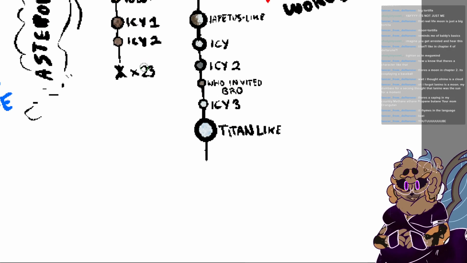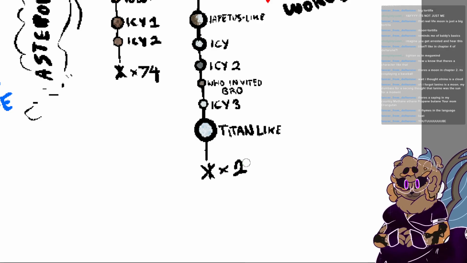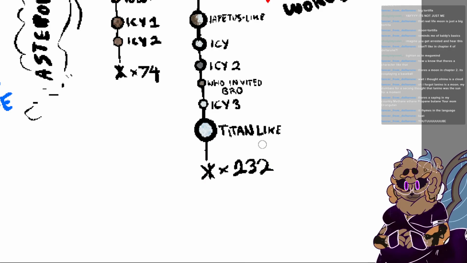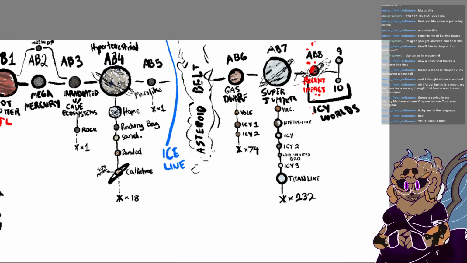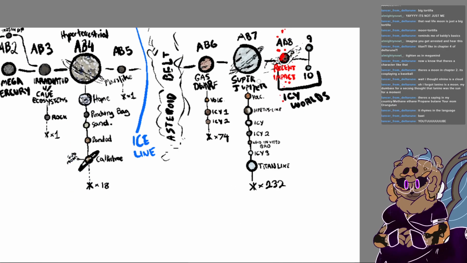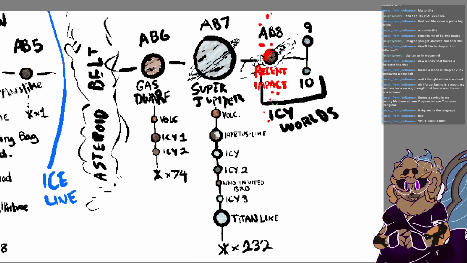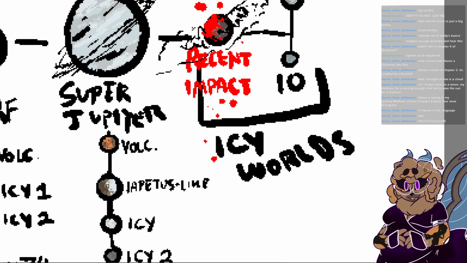I'm going to up the number of asteroid moons that the gas dwarf has to 74, because it is right next to the asteroid belt, so it makes sense. But the Super Jupiter by far will have the most number of moons. It will have 232 asteroid moons, because it is by far the biggest planet in the outer solar system here. And due to that, it is going to be able to retain the most moons.